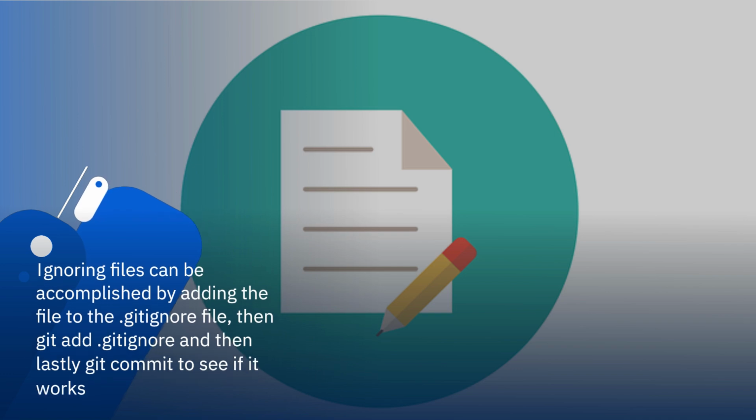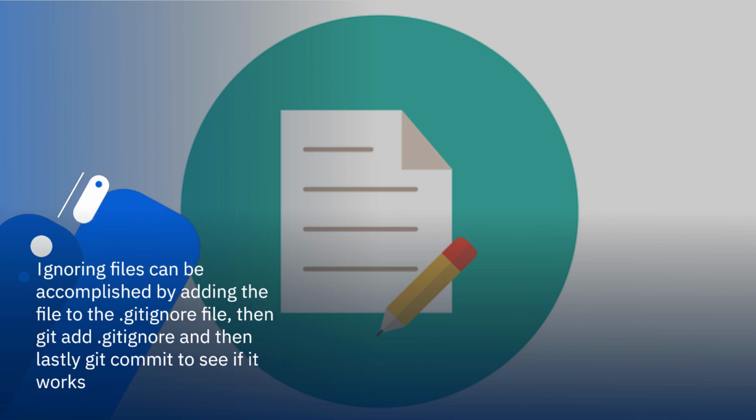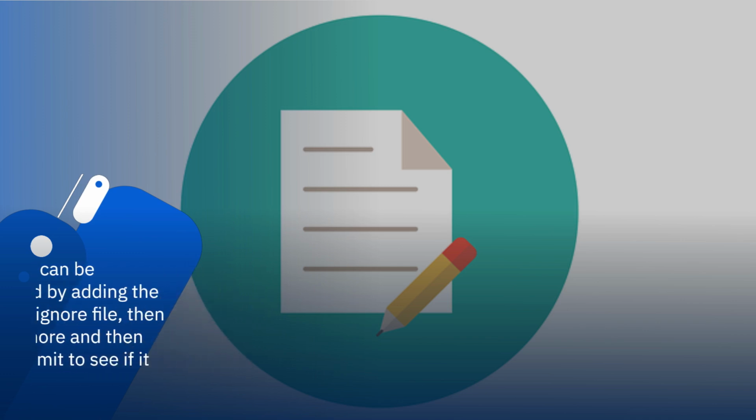Ignoring files can be accomplished by adding the file to the gitignore file, then git add, git ignore, and then lastly git commit to see if it works.